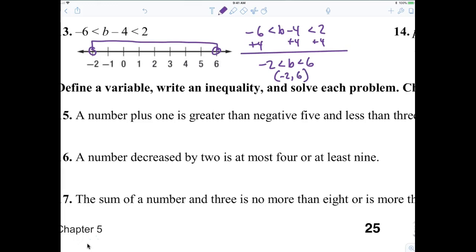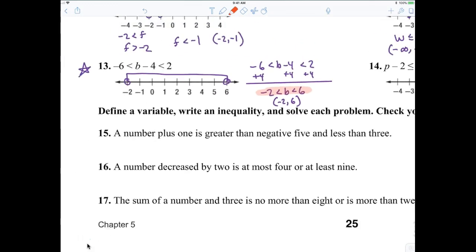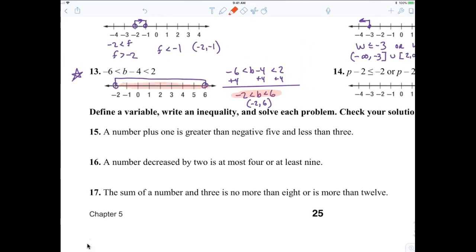All right, James, you good? It's everything between. Yes, good. Wait, I don't understand how it's open number line. So what I'm trying to get you to understand is this literally means B is somewhere between -2 and 6. You hear me? So that's why it's between -2 and 6. Okay. All right.